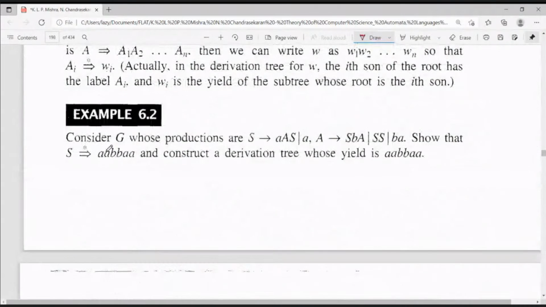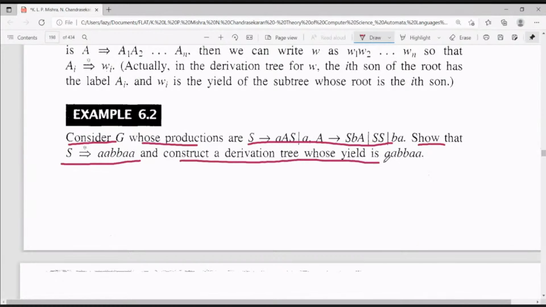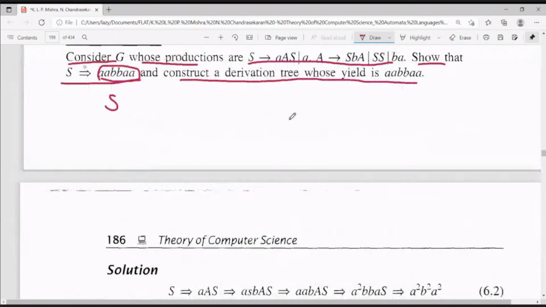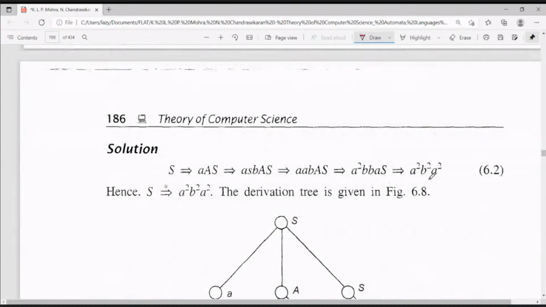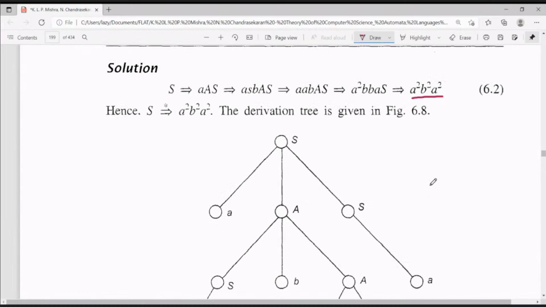So this is the question. Consider grammar G whose productions are given, with S implies A, construct a derivation tree whose yield is this. Basically we have to show that starting from the start symbol S, we can derive this terminal string. That can be done: the productions are given, you try what possible options we have, and whether we can reach this terminal string or not.